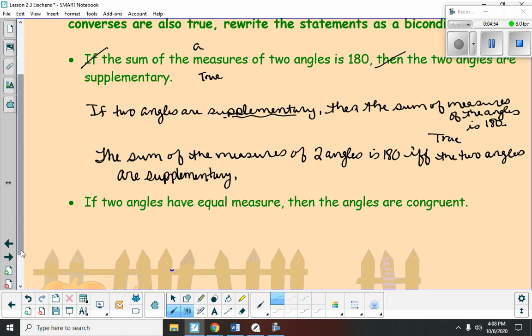All right, let's do another one. If two angles have equal measure, then the angles are congruent. Well, it's true. If they have equal measure, then they're congruent. True. Let's do the converse.